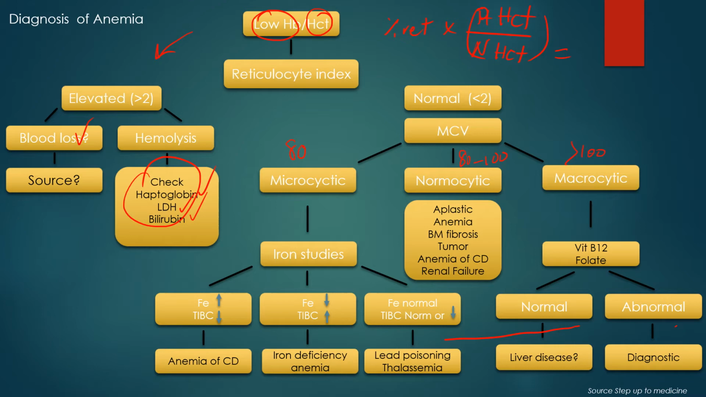There's a production problem. In the case of a normocytic anemia, it could be aplastic anemia, it could be bone marrow fibrosis, it could be tumors or anemia of chronic disease, it could be renal failure, where erythropoietin is not being secreted properly. If we have a macrocytic anemia, we go to look at vitamin B12 and folate in DNA problems. So if it's normal, that means the patient most likely has liver disease. If it's abnormal, it's diagnostic for what they call megaloblastic anemia.